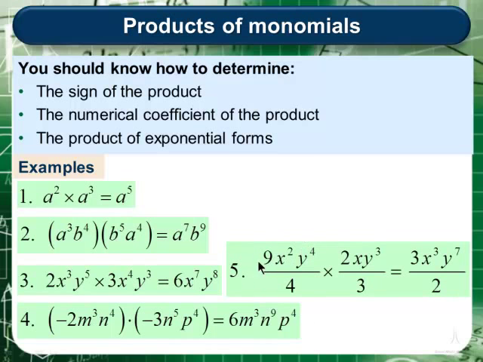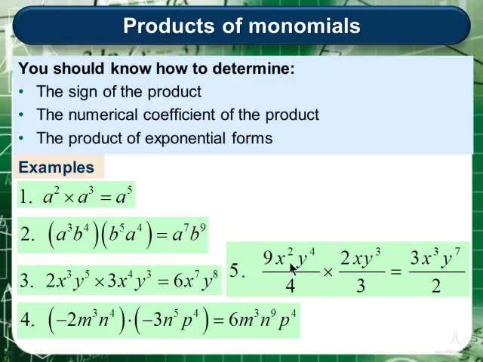Here we have a monomial where the numeric coefficient is 9 divided by 4. And we have another monomial where the numeric coefficient is 2 divided by 3. In this case we multiply the numeric coefficients together first of all. So if you multiply 9 over 4 with 2 over 3, clearly we multiply above the line, it's 18, below the line is 12, and simplify. And then we get 3 over 2 as the numeric coefficient of the product of these two monomials.